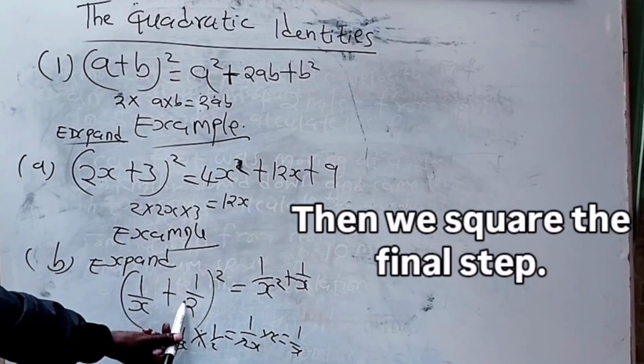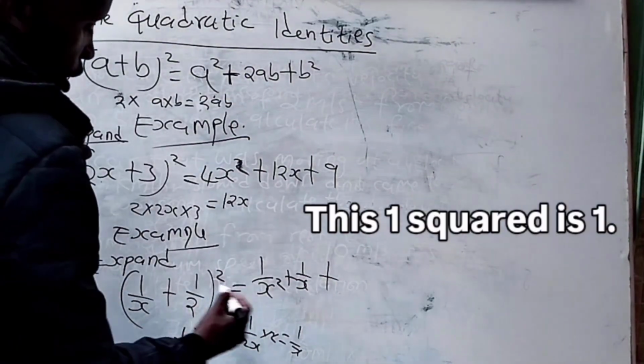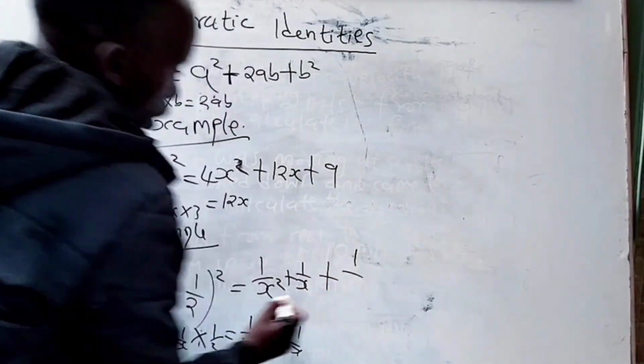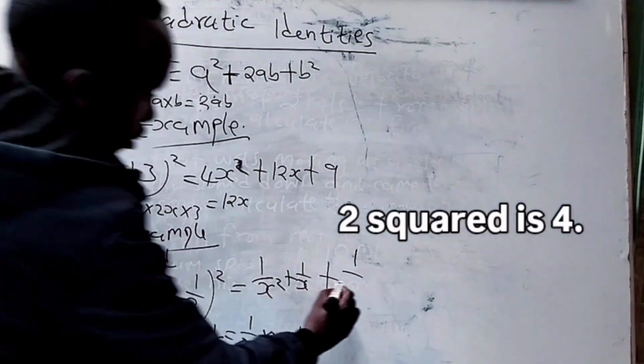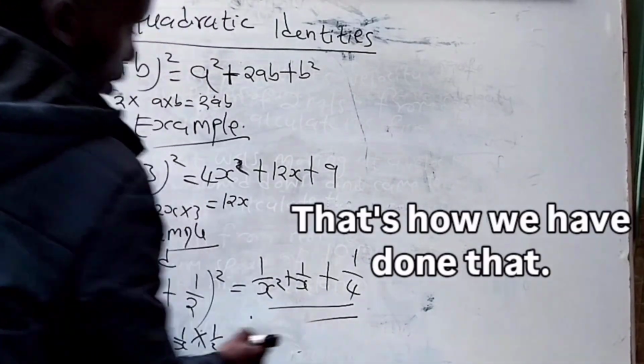Then we square the final element, which is 1 over 2 squared. 1 squared is 1, 2 squared is 4. That's how we have done that.